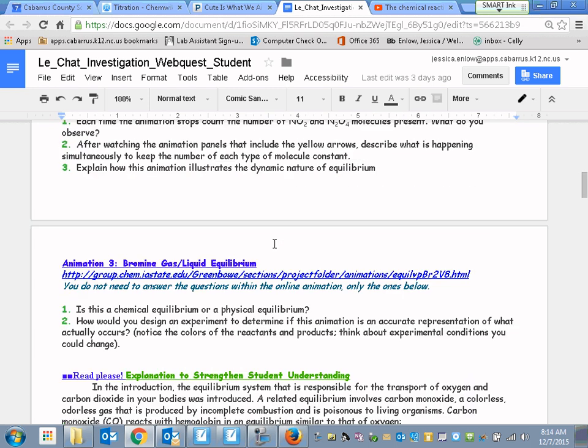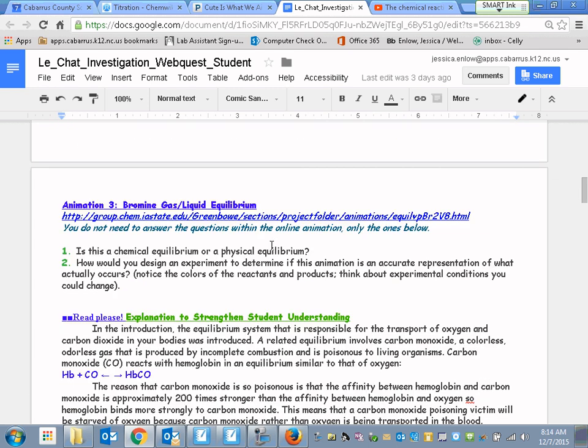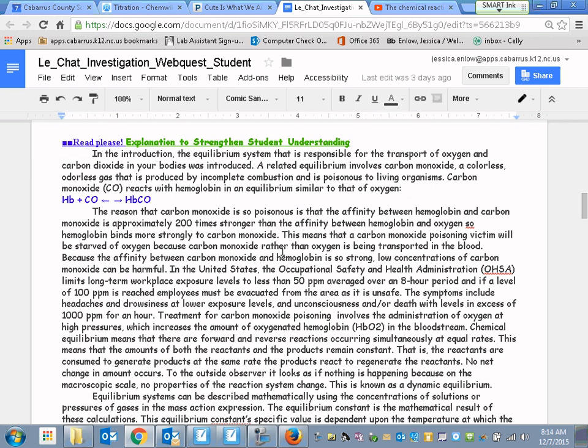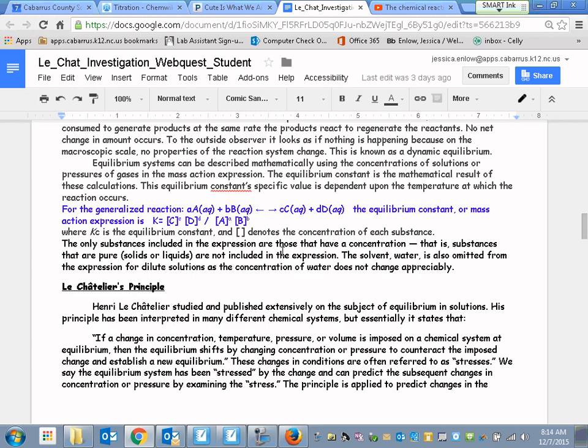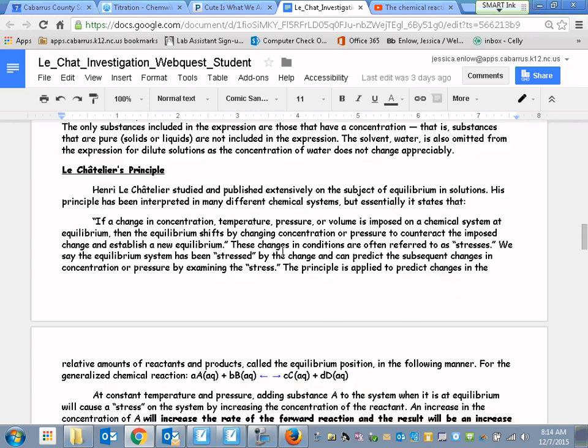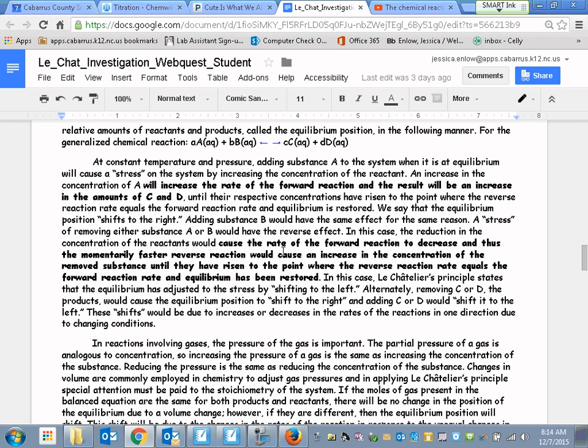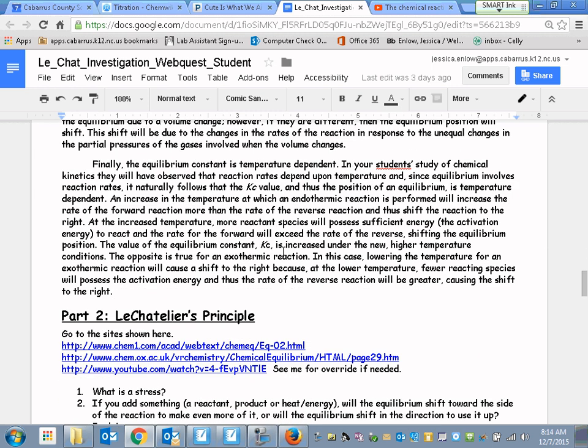Animation 1, 2, and 3 have questions, and that animation is demonstrated on the video that I have on YouTube for you. It's also on my YouTube channel. If you just Google it, you'll see it. And then the strengthening understanding, that's a reading part. That one you can read fairly quickly. It gives you some indication of Le Chatelier's principle. So there's a lot of reading, not a lot of writing with this. You can write down the notes that you want to.